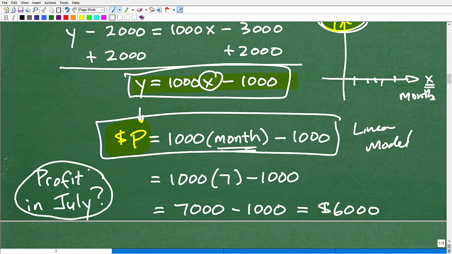Okay, how do we do that? Well, what month is July? Well, July is month 7. Okay, that's month 7. So if I plug in 7 for the month, I get 1,000 times 7 is 7,000, minus that 1,000 is 6,000. So our profit based upon this trend should be 6,000 in month 7, or in July.